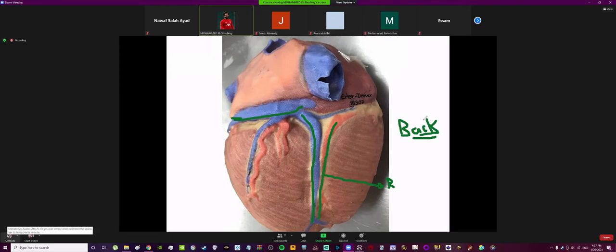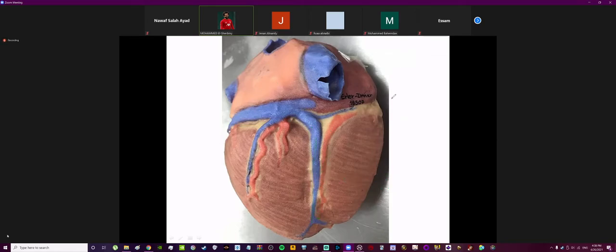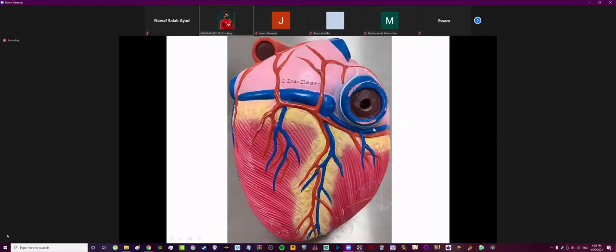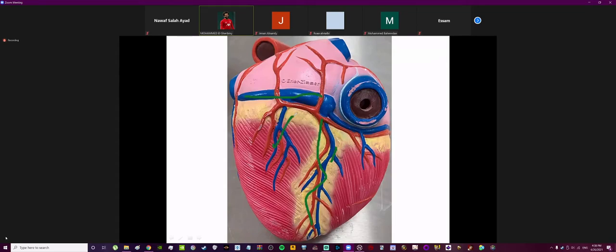This is the left atrium, maybe pulmonary veins, but not good. Same: coronary sinus, middle cardiac vein, posterior interventricular artery, posterior vein of the left ventricle, inferior vena cava, and so on.